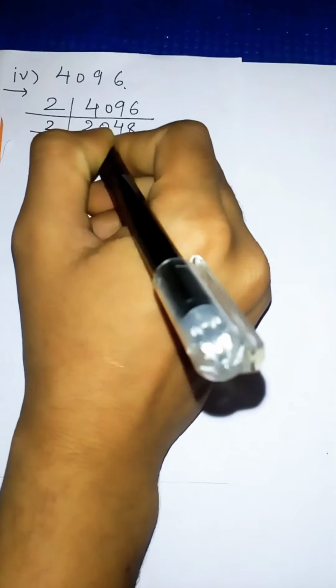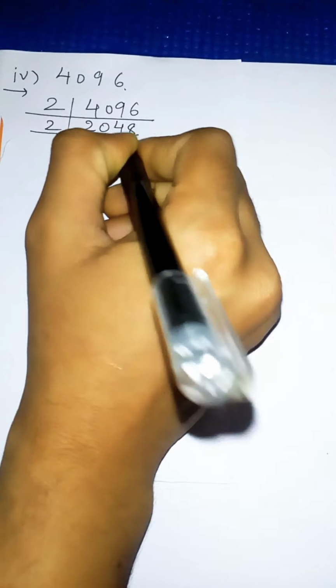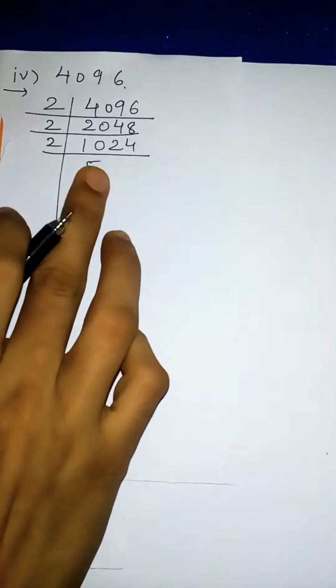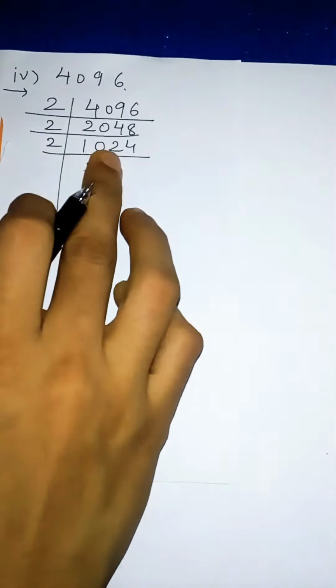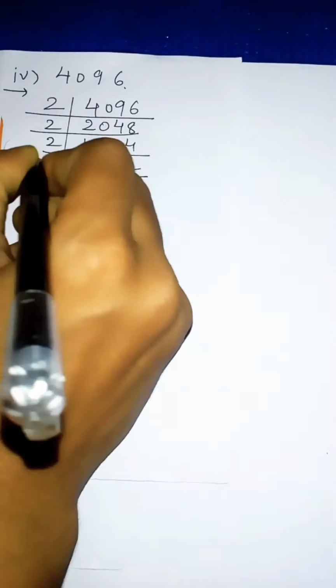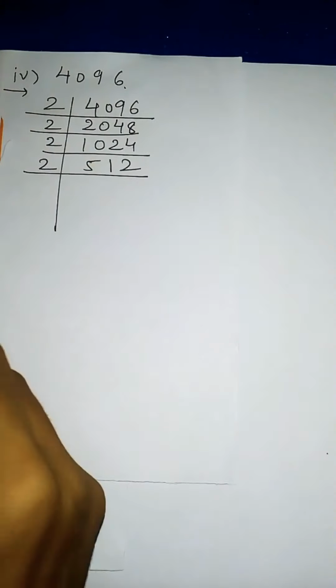Now the next step, again with 2. So 2 1s are 2, 2 0s are 0 and 2 2s are 4. 2 4s are 8. 1 0 2 4. Again 2 5s are 10. 2 1s are 2 and 2 2s are 4. Again with 2. So 2 2s are 4. 1 left. So 1 and 1 11. So 2 5s, we will take 10. Again 1 left. 1 2 12 means 2 6s are 12.